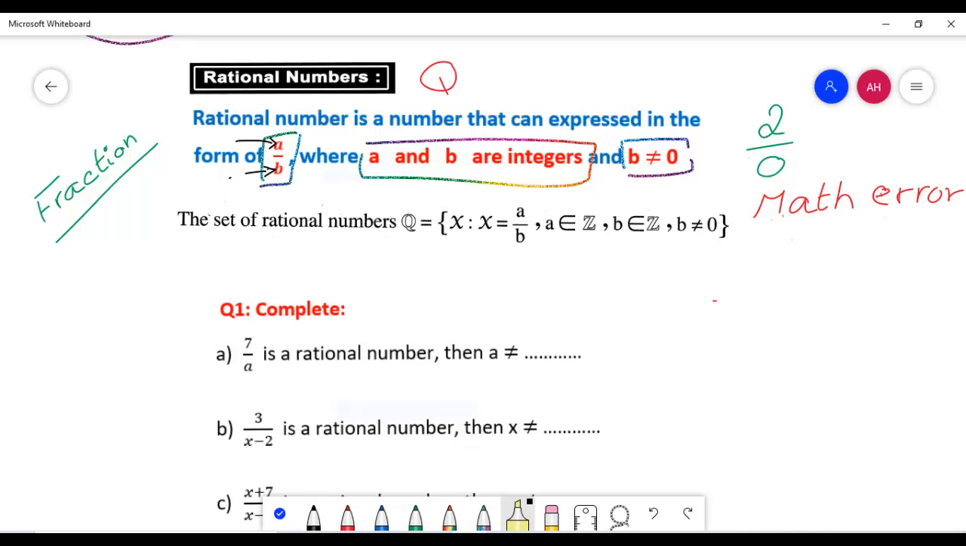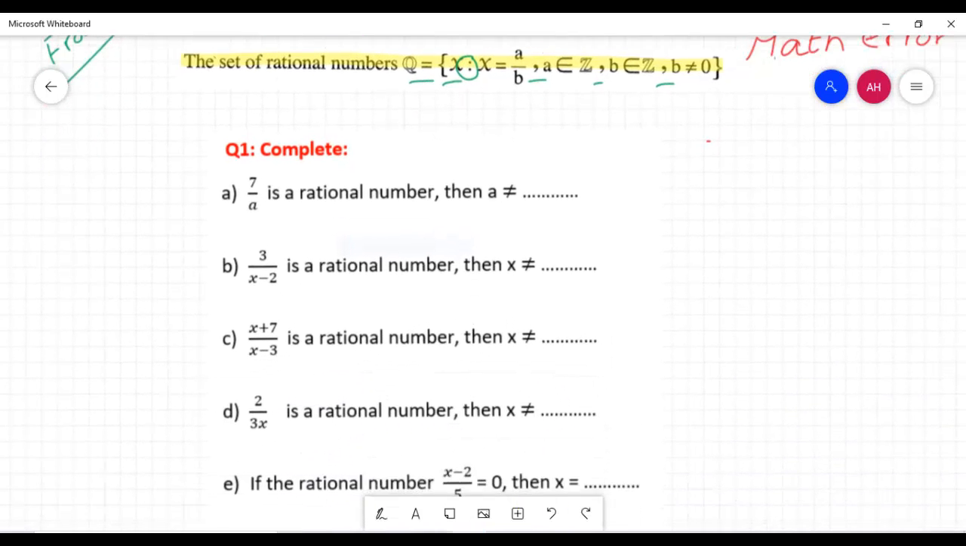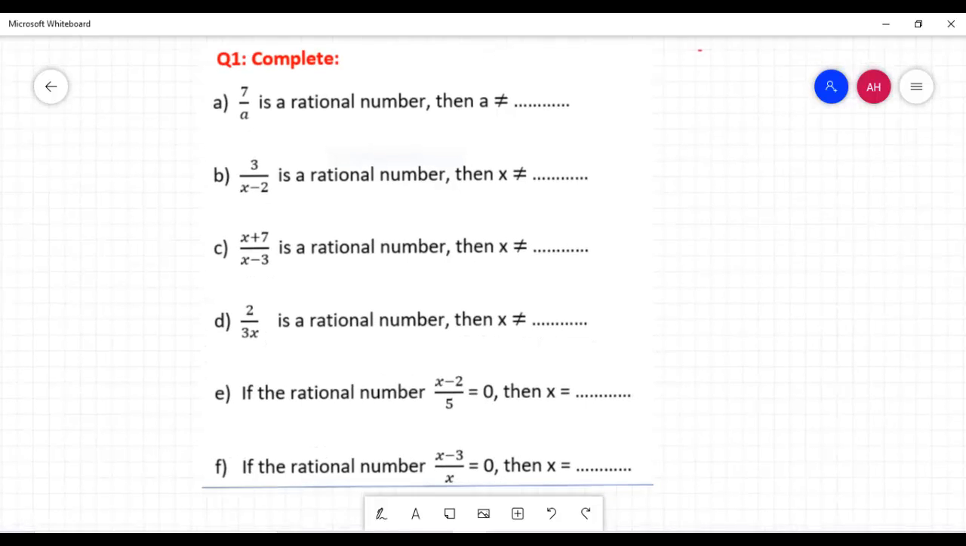We studied before in primary 5 that we have two ways to represent a set, either by a listing method or by a descriptive method. And here is the descriptive method for the rational numbers. The set of rational numbers Q is the set of x, where x equals a over b, and a belongs to Z, and b belongs to Z, and b is not equal to 0. Let's go for question number 1 and see how we are going to solve it.